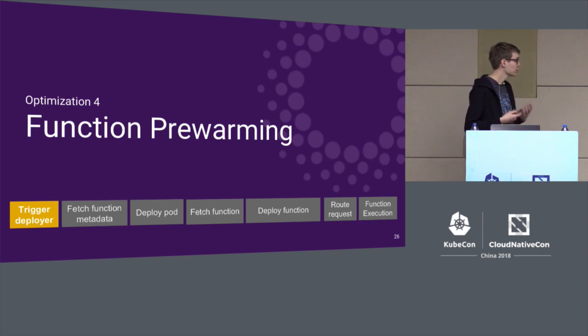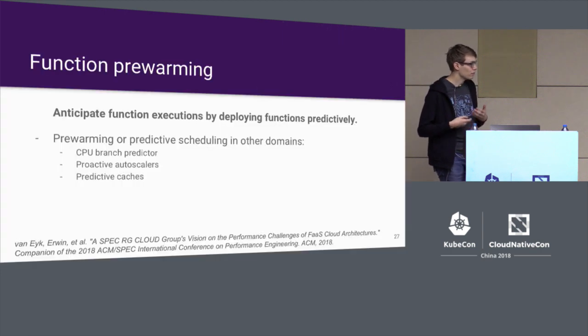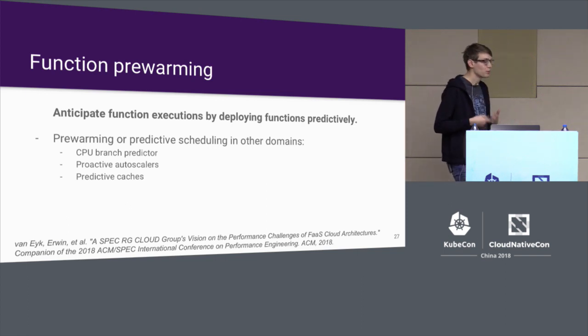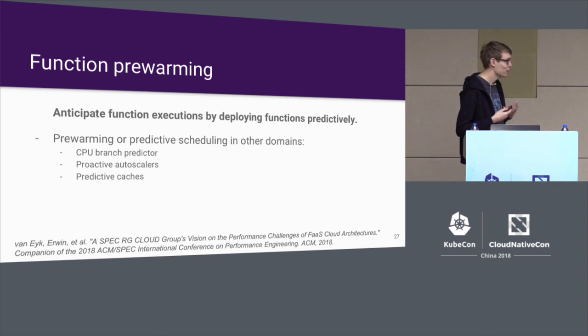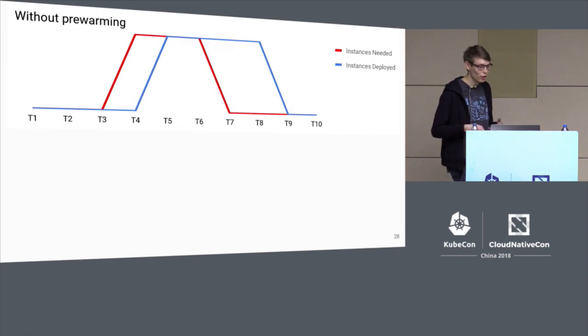So that brings us to the last optimization, which is function prewarming. And the idea of this is very interesting, which is basically that you try to anticipate function executions ahead of time by deploying these functions predictively, which we call prewarming. And it sounds fancy, but this optimization is not new at all. You might know it from other domains, such as the branch predictor in the CPU or proactive autoscaling. But maybe this is more easily explained with a visual.